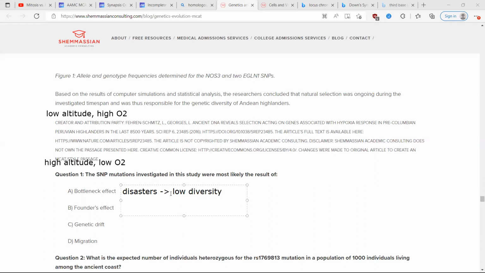What about the founder effect? What does the founder effect do? How does it lead us to low diversity? A small group, right? Yeah. So a small group branches off, and that gives us low diversity. Oh my God, this is a nightmare. Small group, low diversity. Okay.